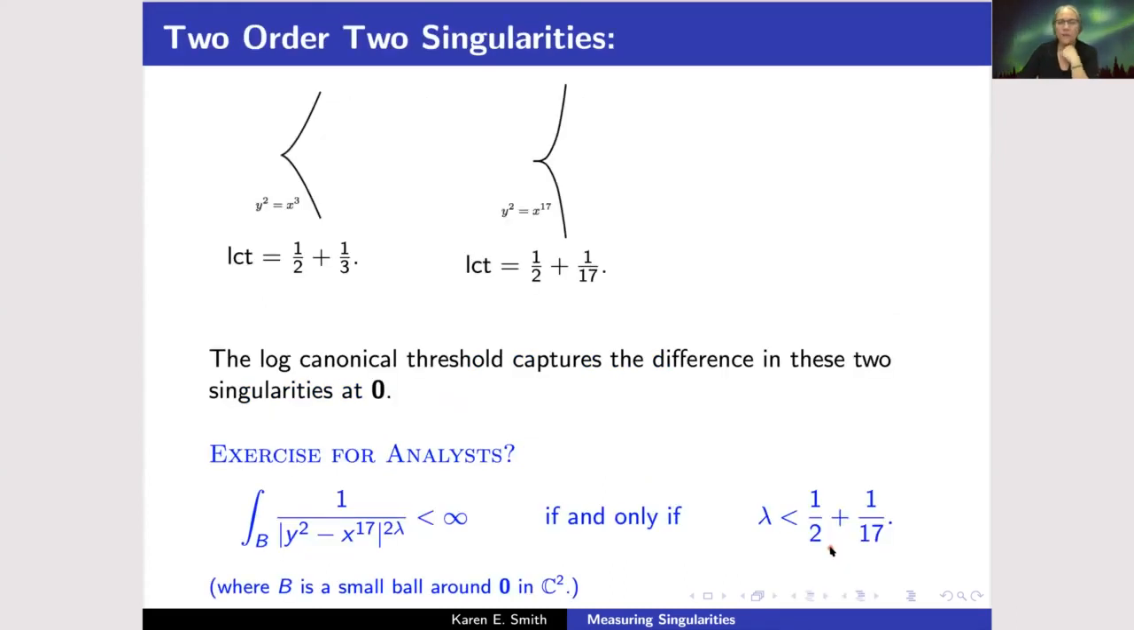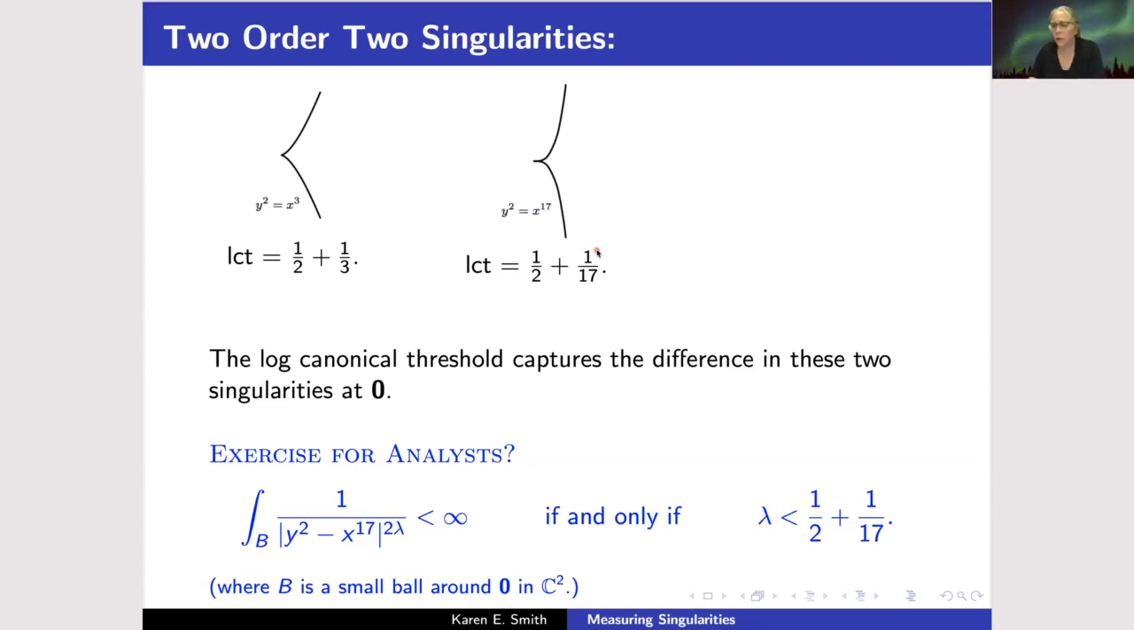Okay, so let's see if this does any better on our cusps. And in fact, it does. If I compute the log canonical threshold at the singular point, at the origin, at any of the smooth points it's going to be 1. But if I compute it at the origin, I look at a little ball around the origin, compute that integral, figure out when it's finite, I get different numbers. And notice I get a smaller number, 1/2 plus 1/17, for the sharper cusp, the thing we claimed earlier was more singular.